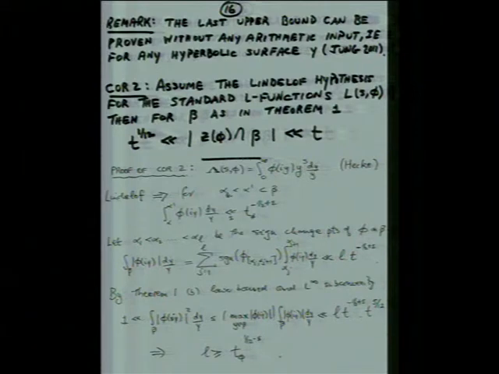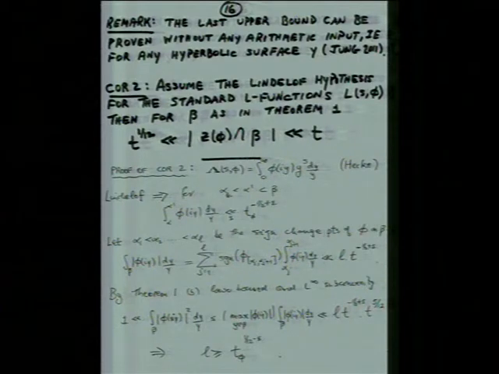Now I can try to estimate the L2 norm by the L1 norm at the cost of bringing in the L infinity norm. So the L2 norm squared is at most the maximum of the function times the integral of the absolute value. The maximum is t to the 5/12 by the theorem of Iwaniec and myself. Remember, slightly better than a half.